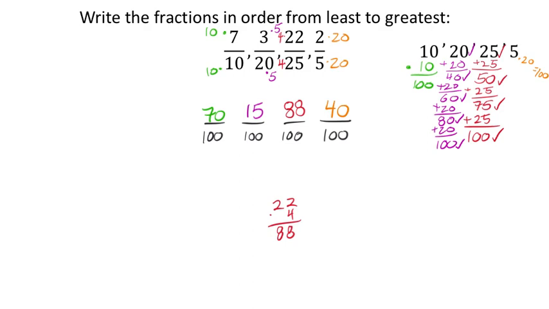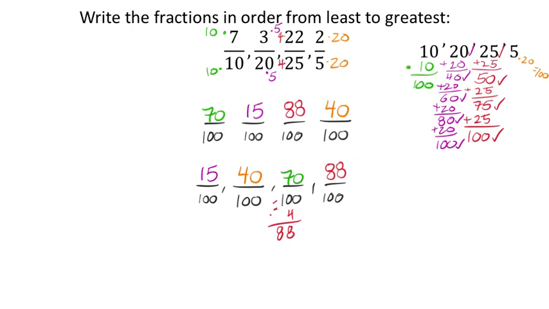And if I was to compare these from least to greatest, the smallest one would have been the 15 100ths. Okay, so we've used that one. The next biggest is 40 100ths. So I move that here. And I'm ordering now from least to greatest. And then we're only left with 70 and 88. Well, 70 is definitely smaller than 88. So we have the 4 fractions.